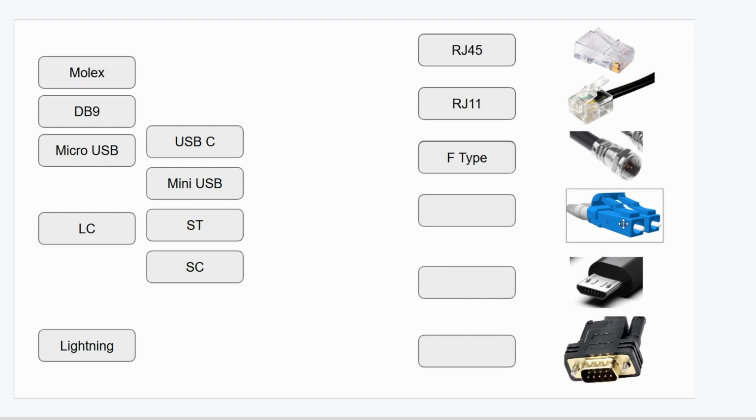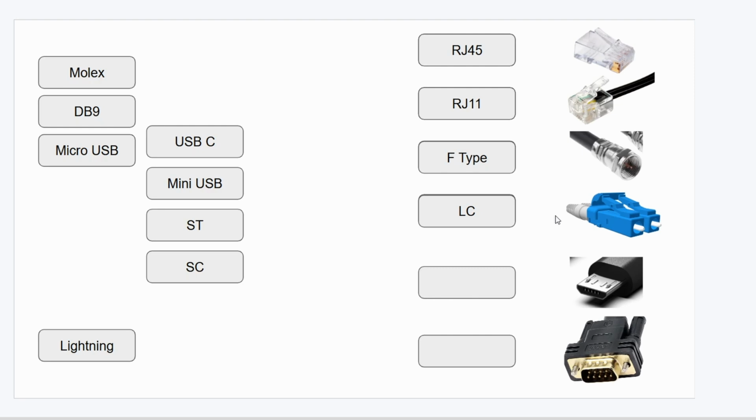This one here, what could this be? This is in fact going to be an LC connector, one of the 3 possible options here that are fiber connectors. Now, an LC connector is square, but there is another fiber connector that is also square, so it's easy to get confused between these two.